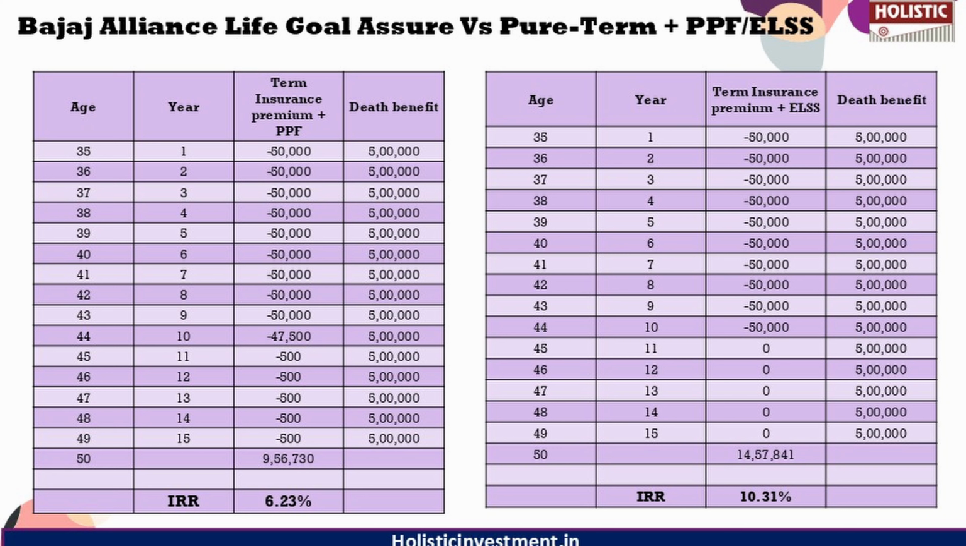So here the IRR comes around 10.31%, and the amount is calculated at 14.57 lakhs. So you can see that the 14 lakh return from the ELSS fund is almost 5 lakhs more than the Bajaj policy. And even more interestingly, ELSS mutual funds do not have any hidden charges. Hence the return you see is what you get.